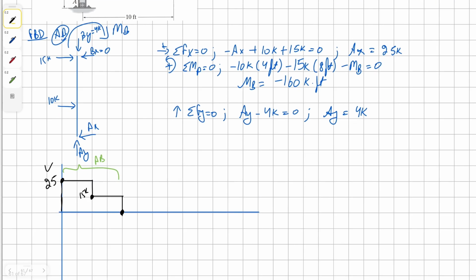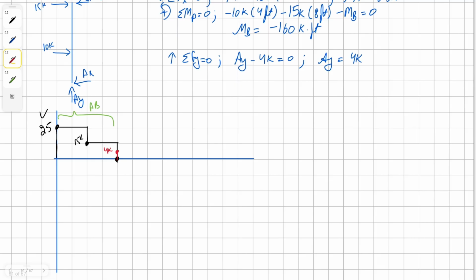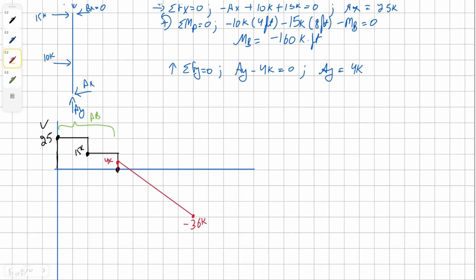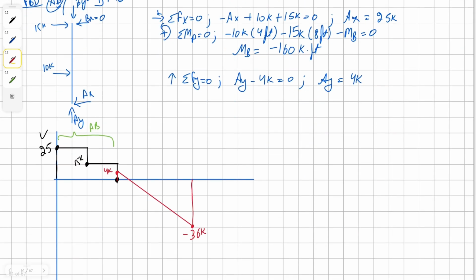So we're going to go up 4k. I'll do it in red. Let's say this is our 4k. And then from here, we have a distributed load which will take us 40k downward over the course of 10 feet. So let's say this is our 10 feet, and we're going to come down here somewhere, and it's going to be negative 36. Curve is going to be first order curve, and at 36, we're going to get pushed up by Cy by 36, and we're going to come up to a 0.